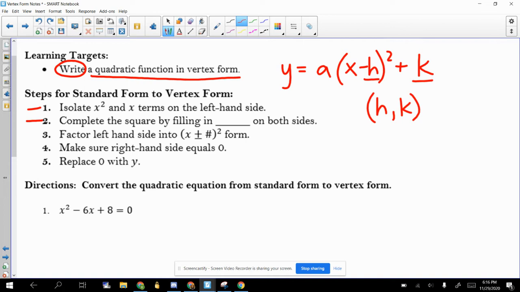So we're going to add in the plus of blanks and then have to know how to fill them by doing your b value divided by 2 squared. And then we'll have to factor the left side, and it should end up being x plus a number squared or x minus a number squared every time. And then we'll have to simplify the right side and then add or subtract it over to make sure the right side is equal to 0. And then basically you'll just replace that 0 with y to make sure it's written as an equation. Okay, so let's go ahead and try one here.